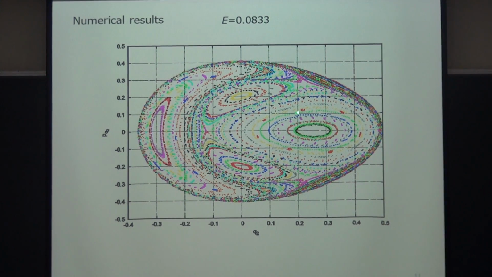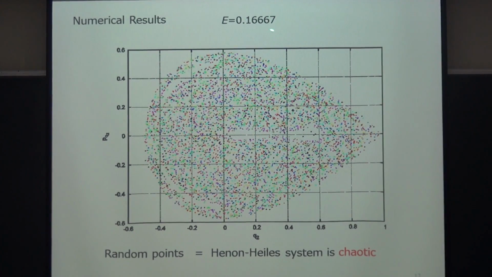And this is the numerical result of the Lyapunov system at an energy of 0.0833. We can see a lot of periodic arrangement patterns in this low-dimensional picture. But by doubling the energy to 0.1667, completely scattered points occupy the whole phase space. So we can say that the system is chaotic.